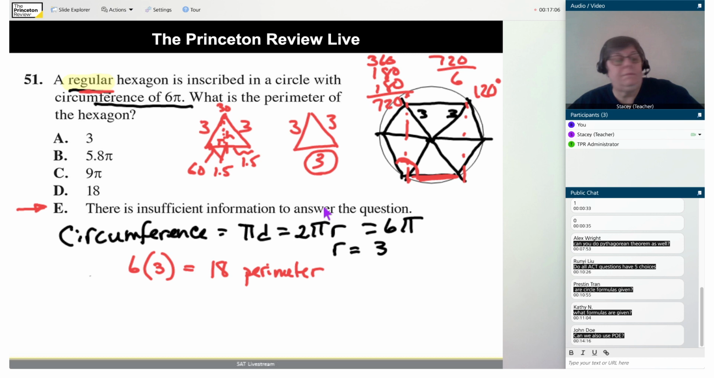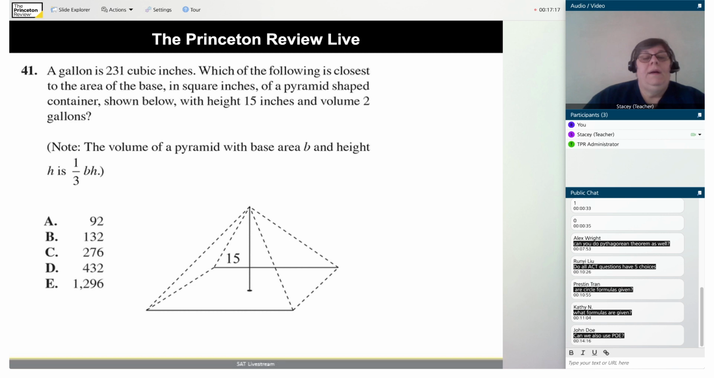And let's take a look at a pyramid-shaped container. Let's see what I got. Let's make sure I understand what you're asking me. You told me a gallon is 231 cubic inches. Which of the following is closest to the area of the base? Okay, area of the base would be the area of this square or rectangle down here on the bottom. That's the base. Let's go ahead and label that guy. This is my base. This 15 is our height.